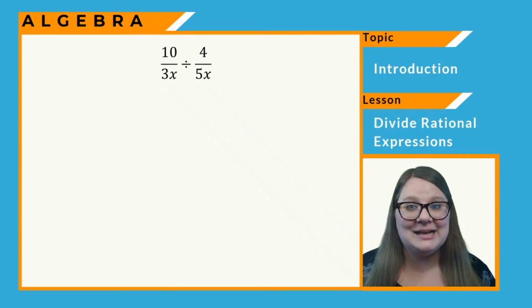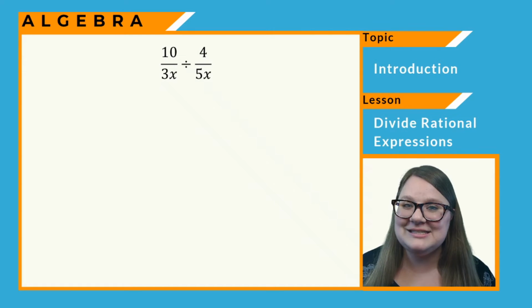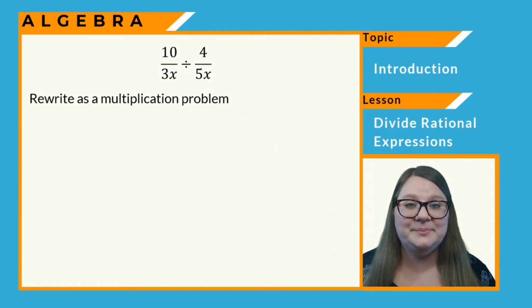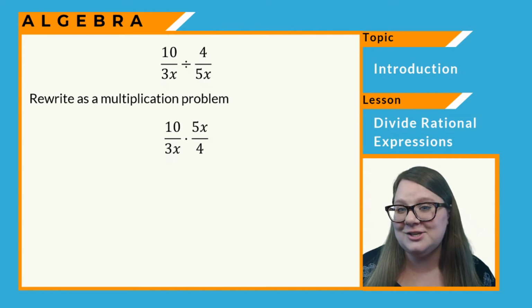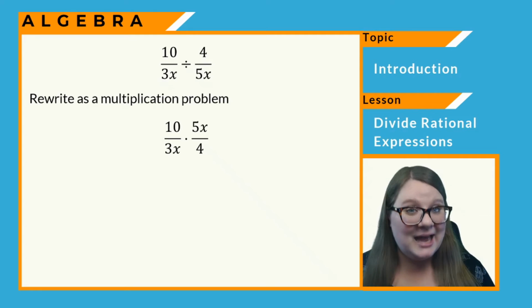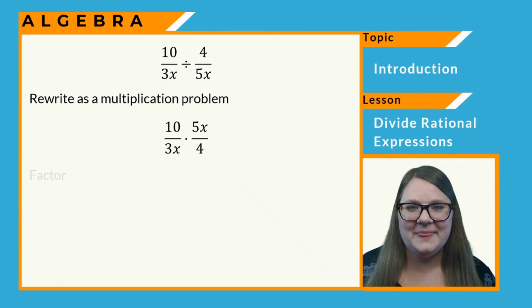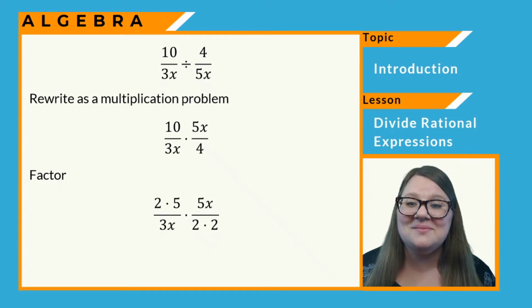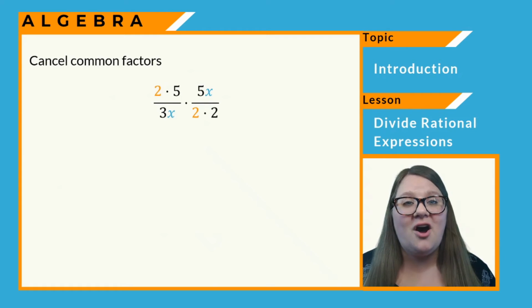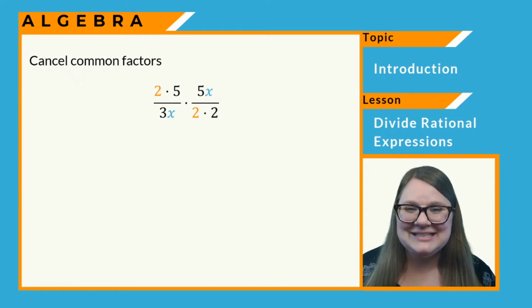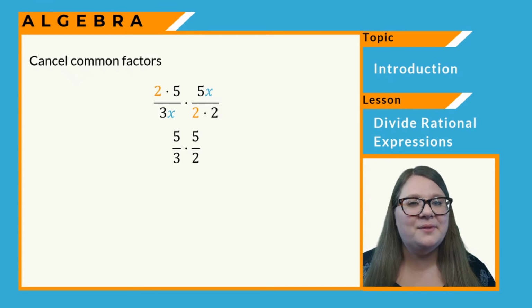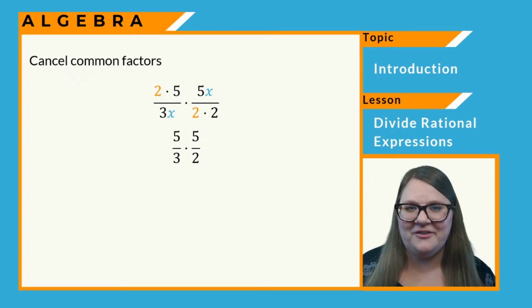Well, let's try another one. I have 10 over 3x divided by 4 over 5x. I'm going to rewrite this as a multiplication problem by changing to multiplication in the middle and flipping the second fraction. So it's now 10 over 3x times 5x over 4. When I factor this completely, the 10 becomes 2 times 5, and the 4 becomes 2 times 2. That makes it easy to see that my common factors are 2 and x. So I cancel out the 2 on the top and bottom and the x on the top and bottom, and I end up with 5 over 3 times 5 over 2.